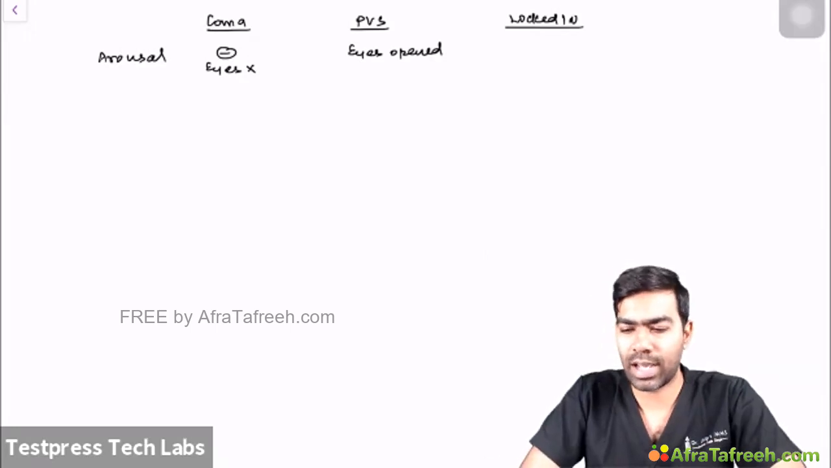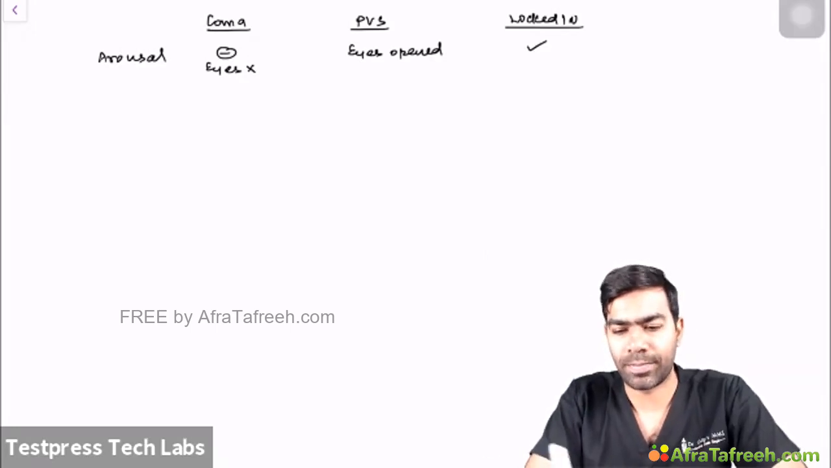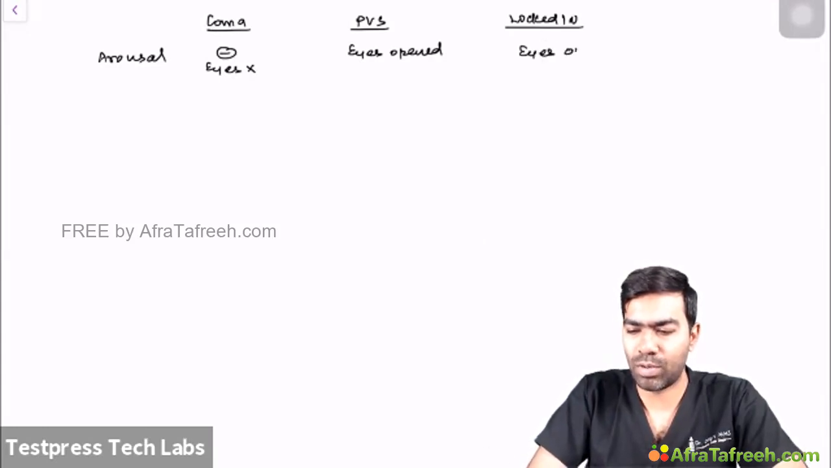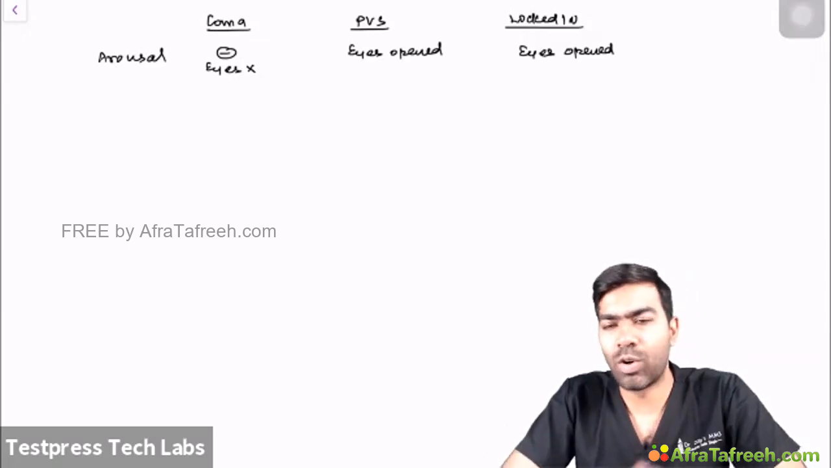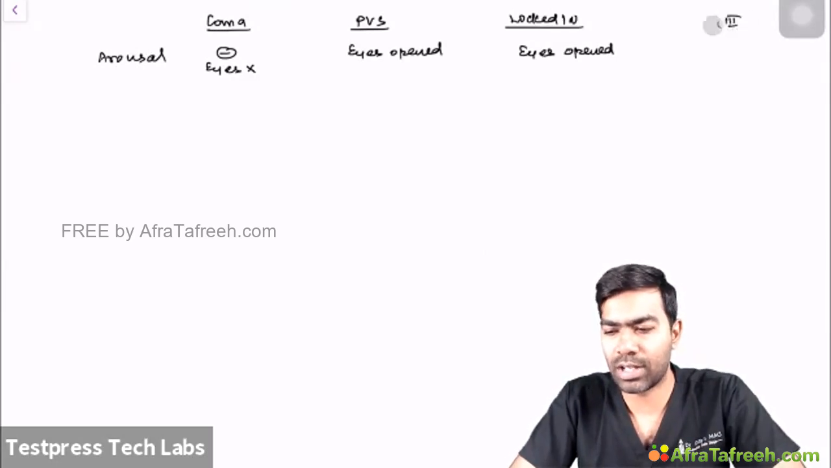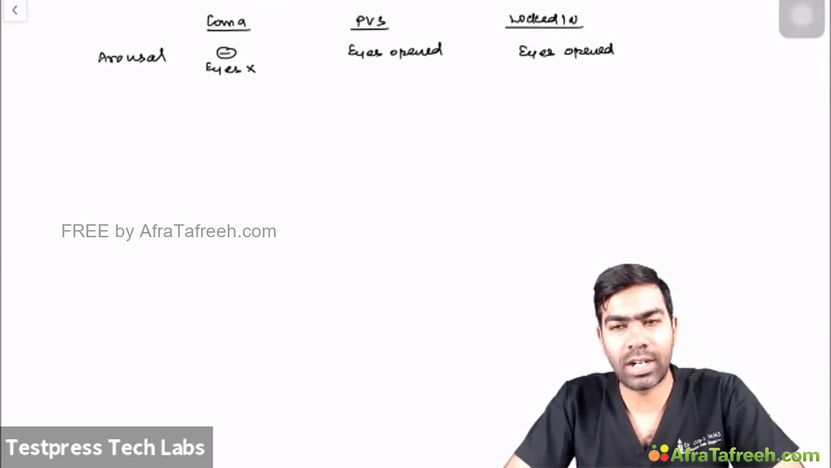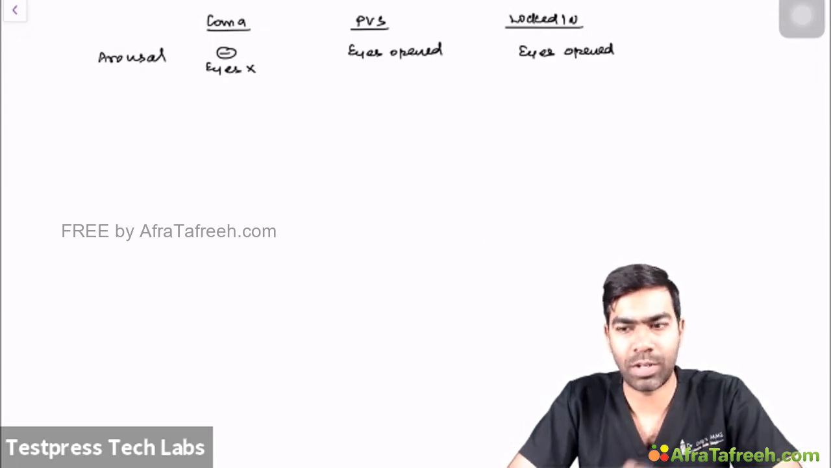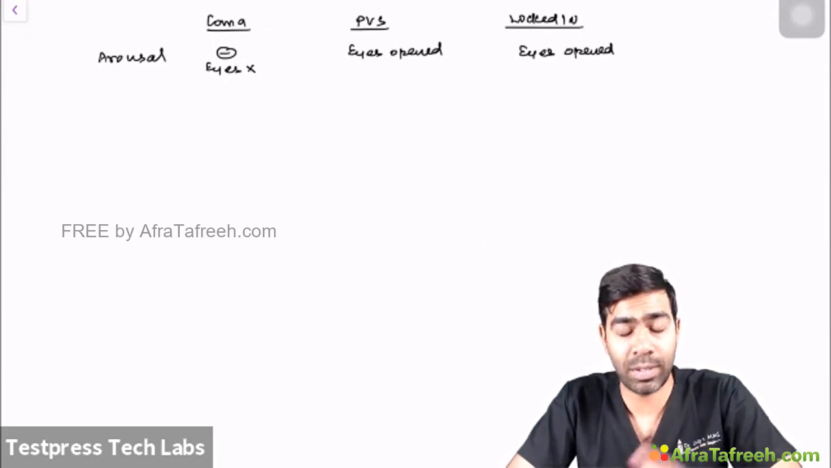In locked-in state, eyes can be opened. Remember, opening of the eyes is mediated through the third cranial nerve. Because the third cranial nerve is intact in a locked-in state, the midbrain is there. So your eyes can be open because that's done by the levator palpebrae superioris. So that's a very important difference.